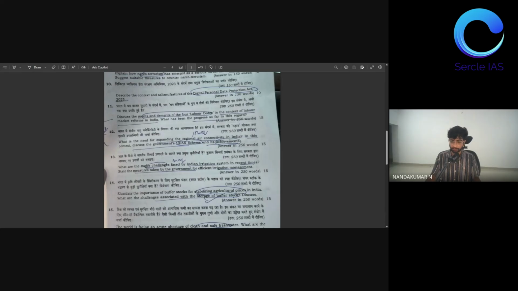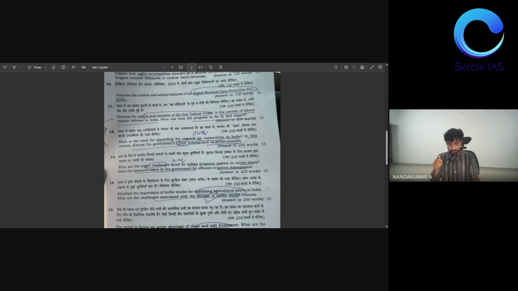Okay. Read the 10th one. Describe the context and salient features of the Digital Personal Data Protection Act 2023. What is the subject area? Is it from economy? Is it from environment and ecology, or S&T question, or internal security? People usually don't expect Digital Data Protection Act in 2023, but I told my students to prepare this for GS3. I also made a mock test series question on the same thing, encryption technology, etc.